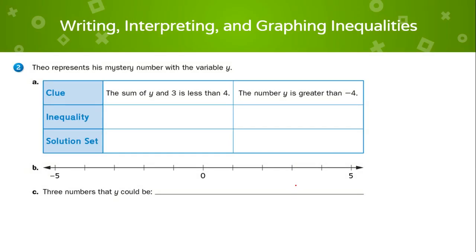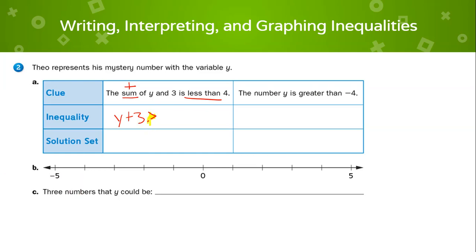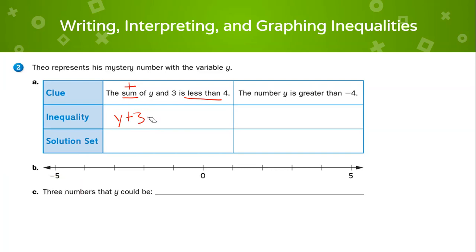Theo represents his mystery number with the variable y. The sum of y and 3 is less than 4. Sum is our clue word. It means the answer to an addition problem. So we're going to be adding y plus 3. And it says less than, so I'm going to use that inequality sign. Oh, wrong one. That's the greater than sign. Make sure you're paying attention. Remember, the alligator always eats the bigger number. Okay. Here we go. Let's try this again.